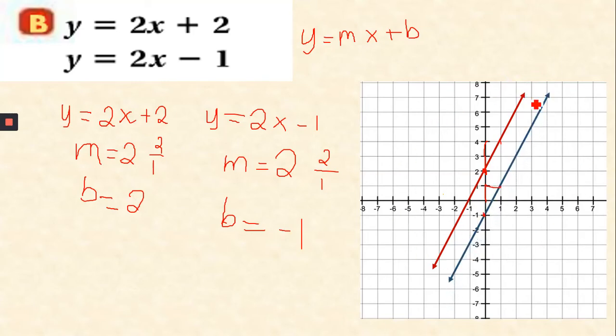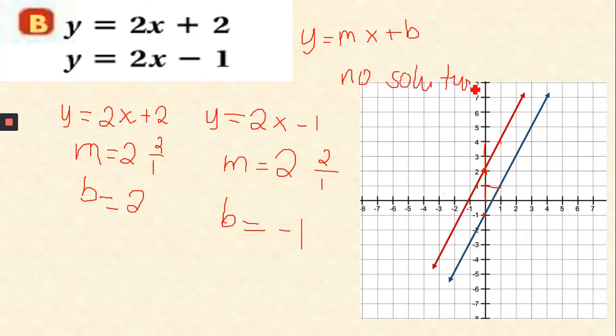Now, try to observe. The 2 lines are parallel. They never intersect. Therefore, the given system has no solution. Okay?